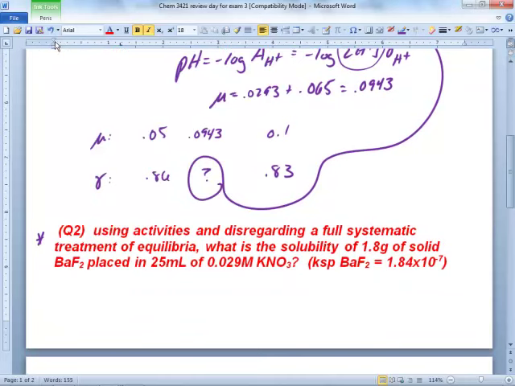How would you set up number 2? Ice table, because they want solubility. So don't worry about activities yet, right? Set up the ice table.